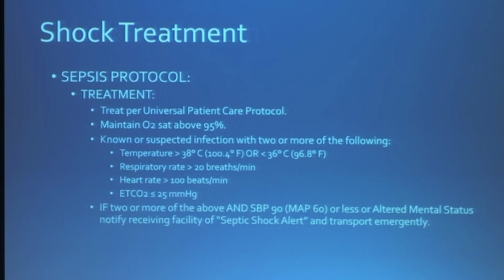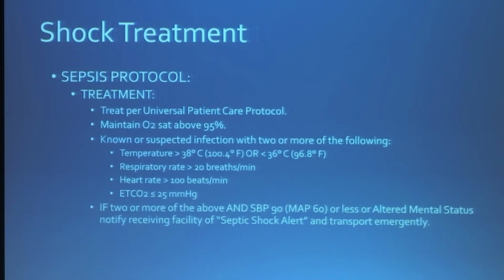Now with sepsis, universal patient care protocol, maintain oxygen saturation above 95 if you can. Known or suspected infection with 2 or more, remember, SOFAs: temperature greater than 38, respiratory rate greater than 20, heart rate greater than 100, and we've added to the SOFA the CO2, because it's a good substitute for a lactate meter. So EtCO2 less than 25. If any 2 of these things are positive and you think there's an infection, call it sepsis and call it in as a sepsis alert.